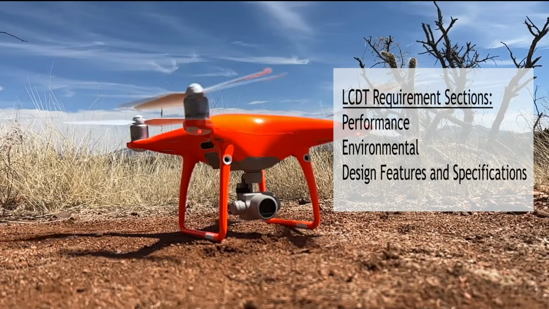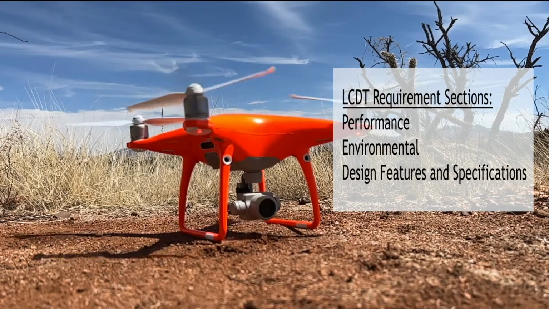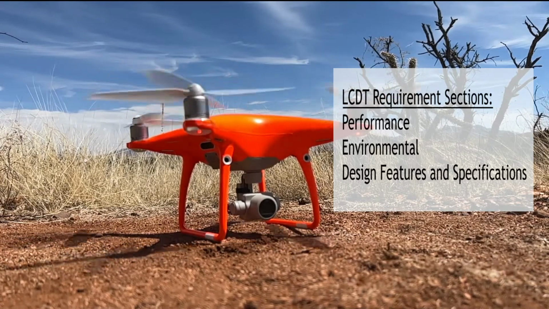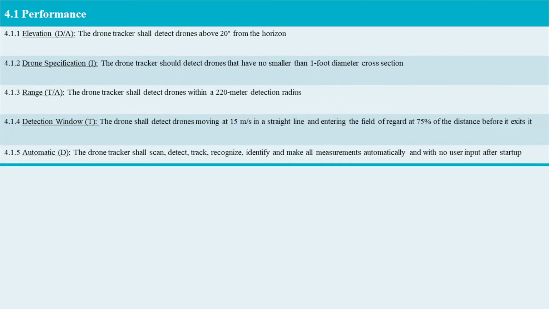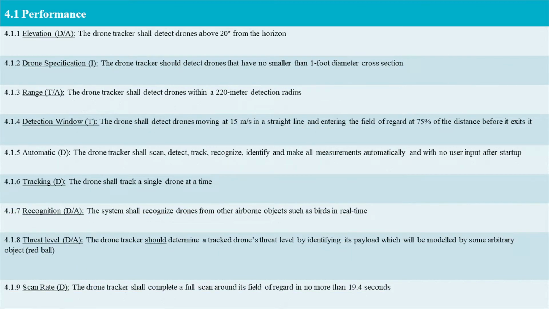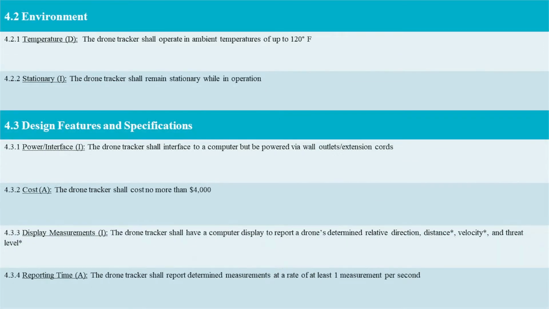The three requirement sections for the project are performance, environment, and design features and specifications. Under performance, we have the requirements elevation, drone specification, range, detection window, automatic tracking, recognition, an optional requirement threat level, and scan rate. For environment, we have temperature and stationary requirements, and for design features and specifications, we have power, cost, display measurements, and reporting time.